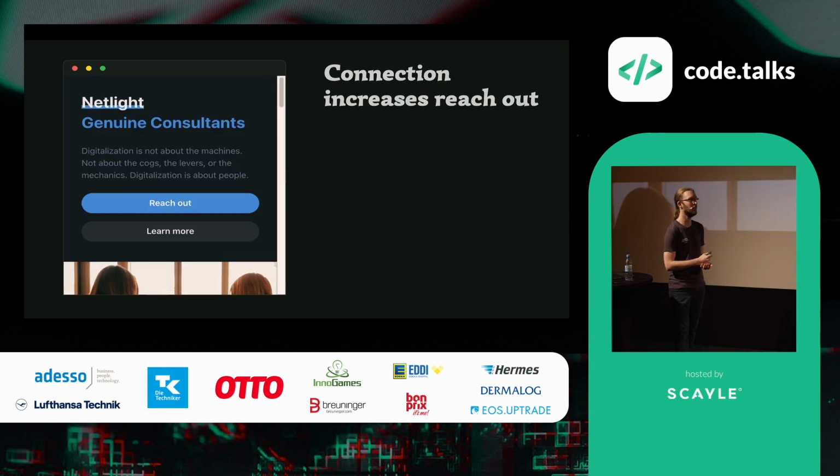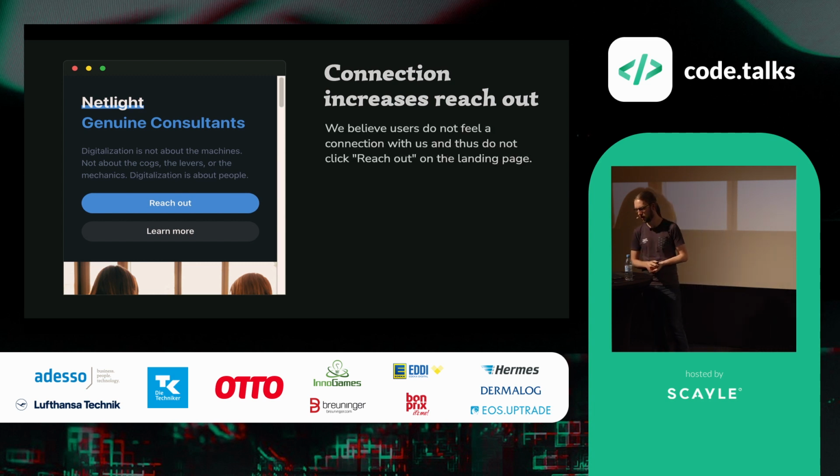So on the left you see again the experiment we ran. And the idea here is connection increases reach out. Why did we think that would happen? So we believe users do not feel a connection with us and thus do not click reach out on the landing page. So the other version didn't have an image, didn't have the big reach out button, and we think users, visitors, they didn't feel a connection with us, so they didn't reach out.